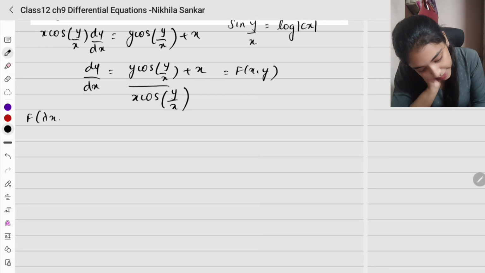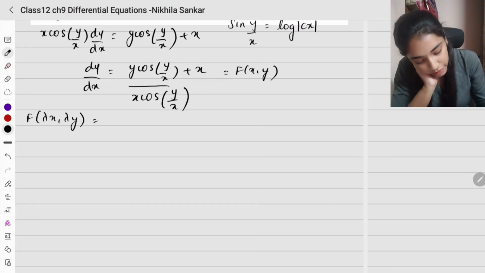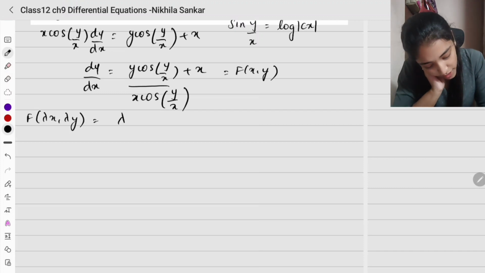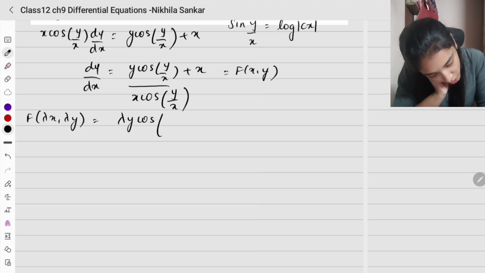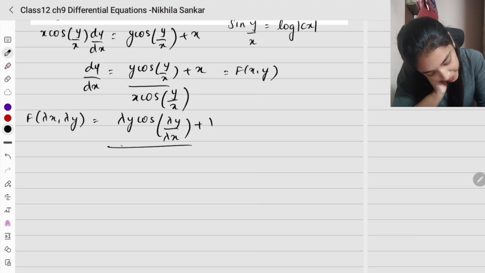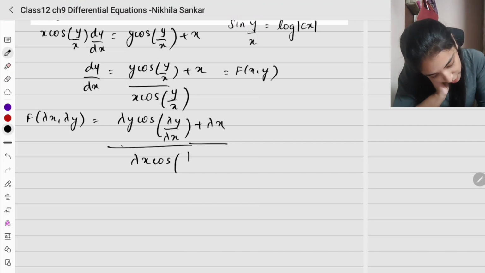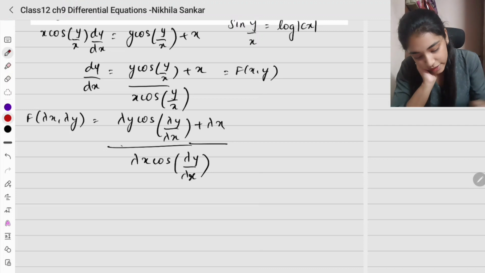Now, let's check lambda x, lambda y for homogeneity. So instead of x and y, I'm going to substitute lambda x, lambda y. So lambda y cos of lambda y divided by lambda x the whole plus x, the whole divided by lambda x cos of lambda y divided by lambda x. Okay? Be very careful while substituting.